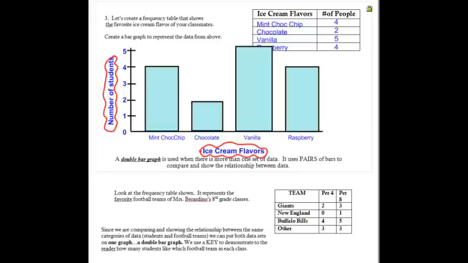So your graph should look like mine, and we do need one more thing on this graph, and that is a title for the graph. So you would write first period favorite ice cream. Kind of messy, but you get the idea.